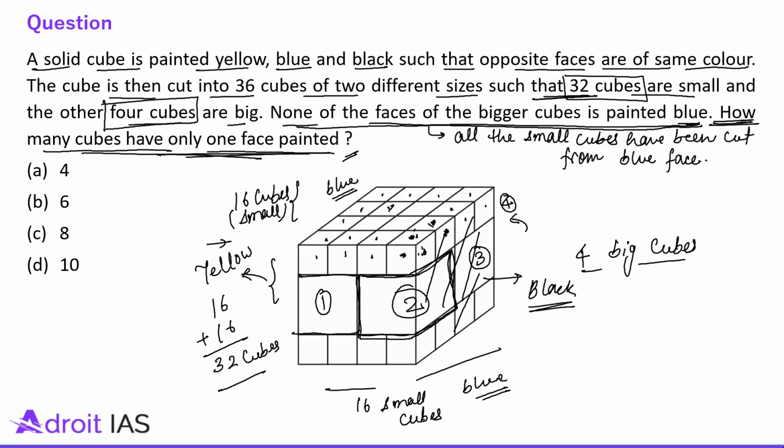Now the center cubes, these 4 cubes will have only one face painted, right? Hope you must be getting it right. These 4 cubes will have only one face painted, right? So 4 cubes at the top and 4 cubes at the bottom will have only one face painted. It means 8 total cubes will have only one face painted. Fine. The correct answer is C option. 8 such cubes will be there which have only one face painted, right?